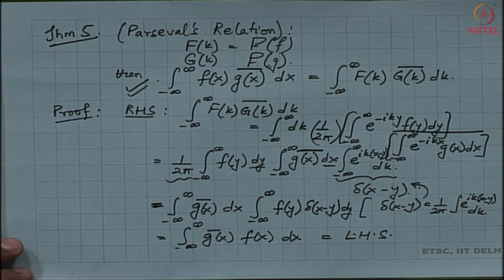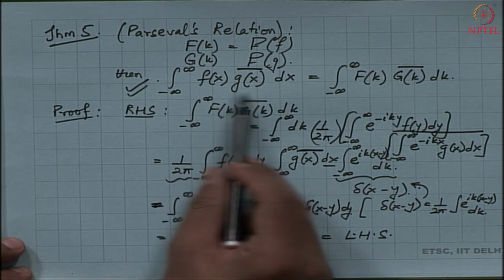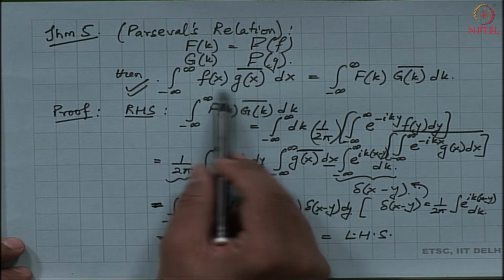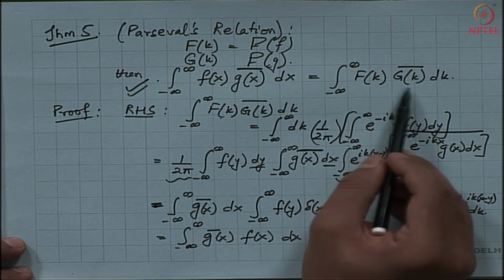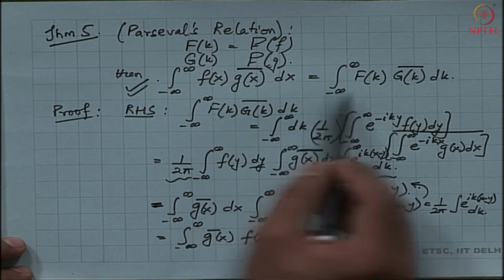Okay. So, you see that the inner product of the two functions in the physical plane is the inner product of the two functions in the transformed plane, right, and they are equal.